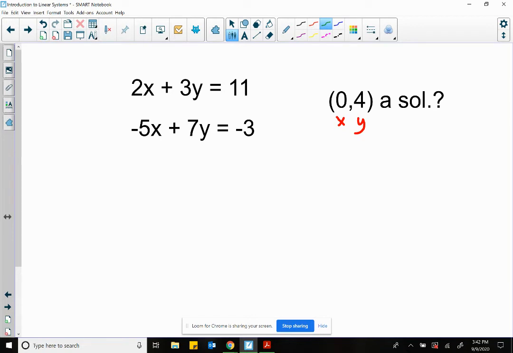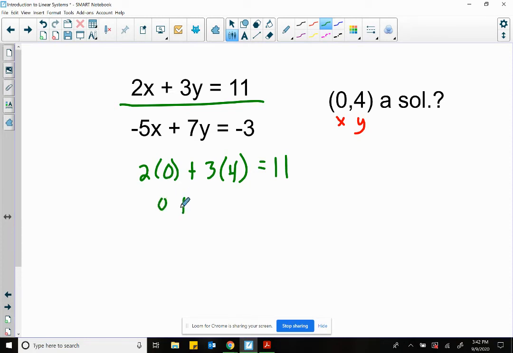Okay. So we're going to plug into the 2x + 3y = 11 first. So 2(, I see x, x is 0, close the parenthesis, plus 3(, I see y, so 4), because the 4 is the y value, equals 11. So 2 times 0 is 0, plus 3 times 4 is 12, equals 11. 0 plus 12 is 12. Does 12 equal 11? And the answer is no. So this is not a solution.